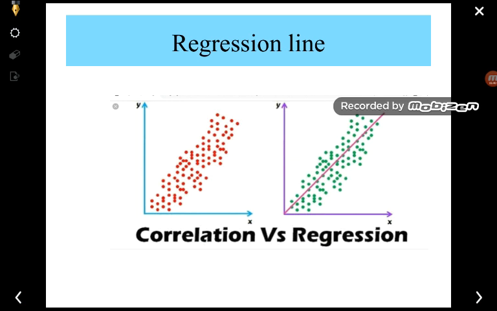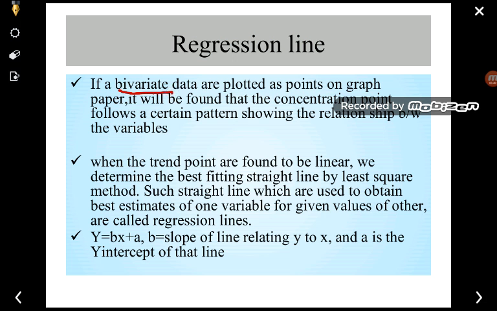So what is a regression line? If bivariate data are plotted, bivariate data means two variables are plotted as points on the graph. When we plot on graph paper, it would be found that the concentration of points follows a certain pattern, showing the relationship between the variables. This pattern shows us the relationship between the x variable and the y variable.